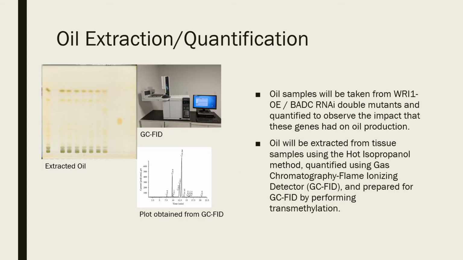Oil samples will be taken from the leaf tissue of Wrinkled-1 overexpressor BADC RNAi double mutants and quantified and compared to RT-qPCR results to observe the effect that the overexpression and repression of these genes has on oil production. Oil will be extracted using the hot isopropanol method, quantified using gas chromatography flame ionization detector, and prepared for GC-FID through transmethylation.